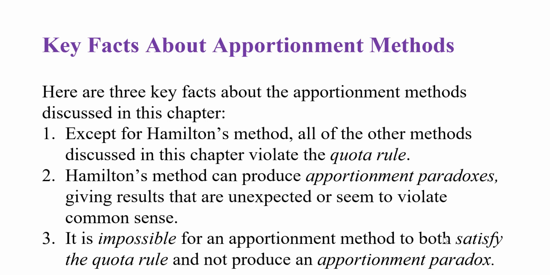Here are the 3 facts about the apportionment methods discussed. Except for Hamilton's method, all of the methods discussed violate the quota rule. Interesting, okay. Wonder what the quota rule is, just a little bit here. Hamilton's method can produce apportionment paradoxes, giving results that are unexpected or seen to violate common sense. Did you guys think that way as well?